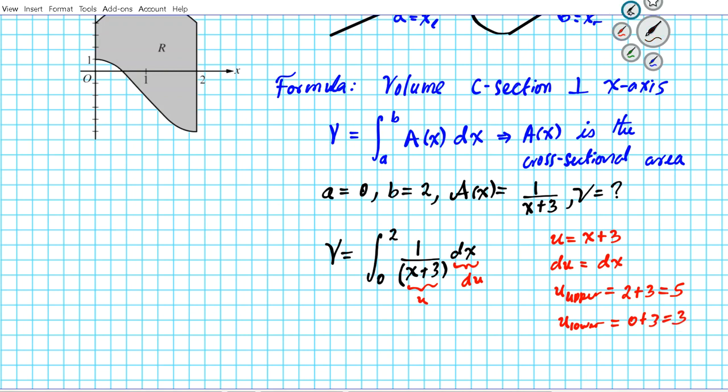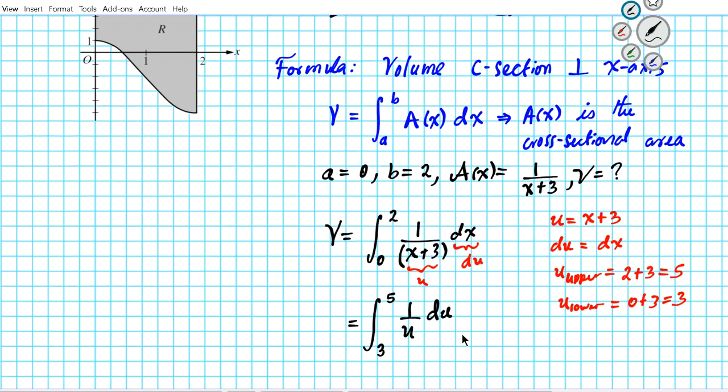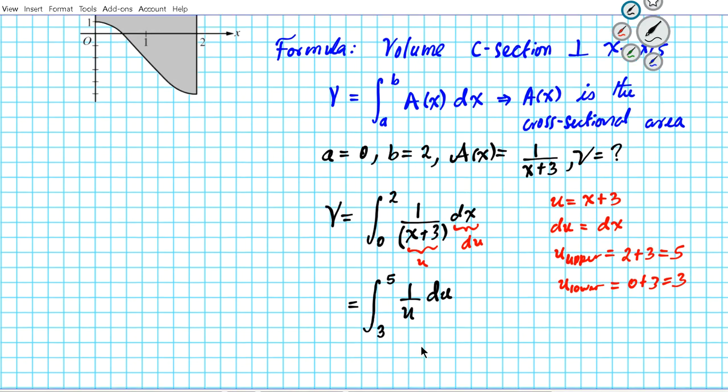Okay, so check this out. This integral, if you substitute everything, including the limits, you're going to have the integral from 3 to 5 of 1 over u du. We encountered this problem in the previous example where we resubbed, but this one we're just using u. Do not forget to change your limits anytime you're using u sub. If you do not change your limits, you must resub after integration. We changed the limits, so we're not going back anymore to the x's.